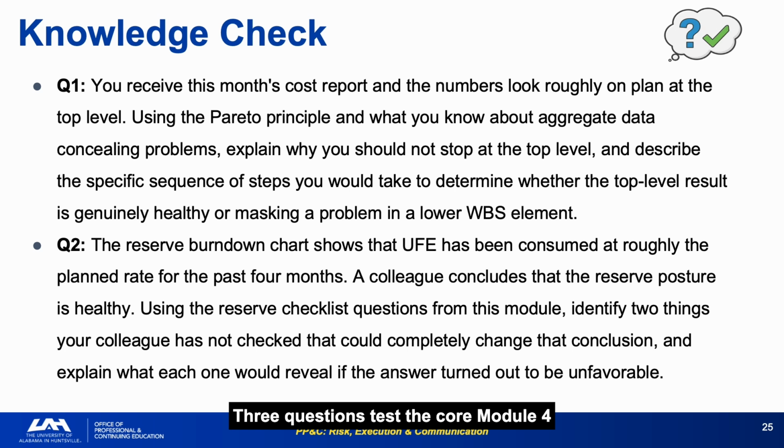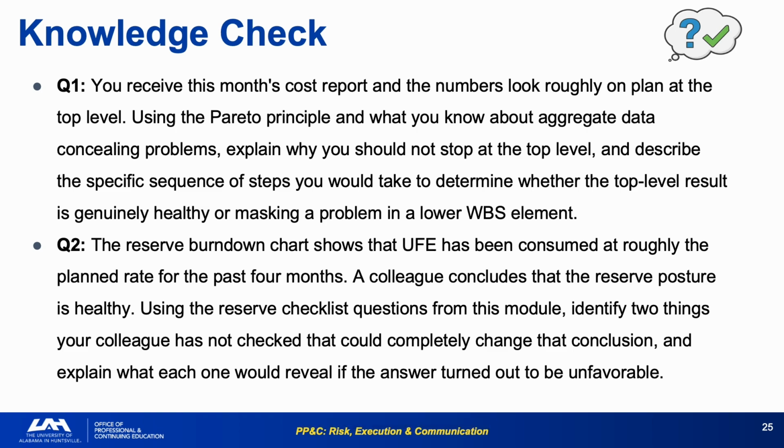3 questions test the core module 3 competencies: aggregate data limitation and Pareto application, reserve posture adequacy assessment, and the trend habit that prevents month 11 surprises. Q2 requires the student to identify what the colleague has not checked, not what they got wrong. It is a completeness question, not a correction question. Q3 requires naming a specific habit and a specific time window, not a general principle.